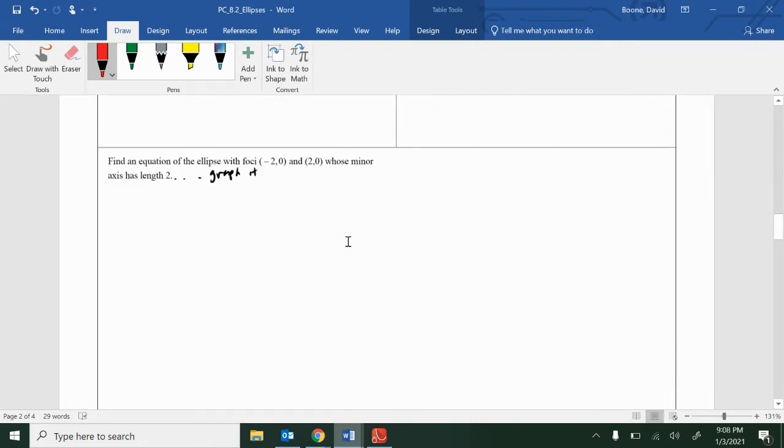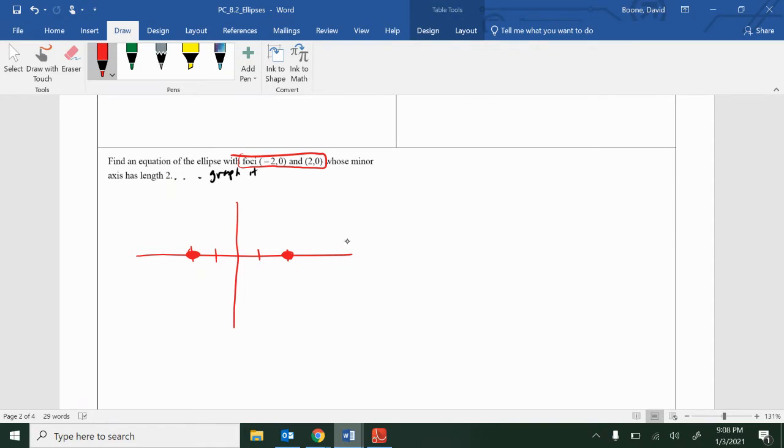So this one says find an equation of an ellipse with foci at (-2, 0) and (2, 0). So the foci are on those two coordinates. So I will just draw it up. So at (-2, 0) is a foci there. And then at (2, 0), that's another foci.